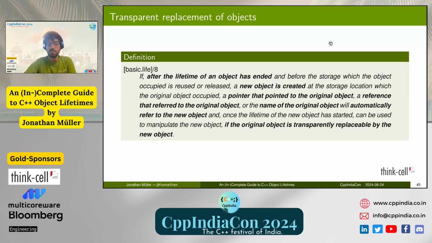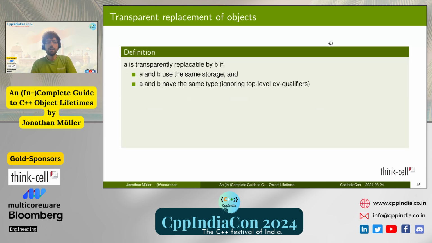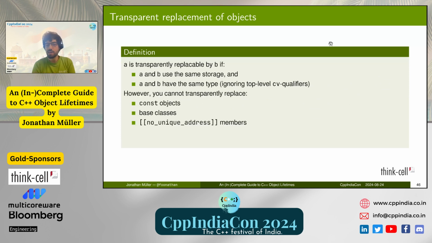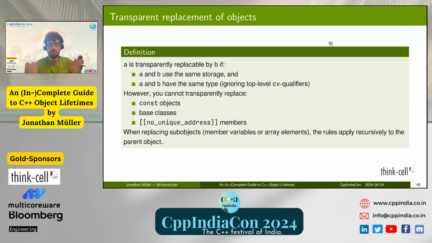What does transparent replacement mean? Well, it's a bit convoluted, so I'm not quoting the standard, but essentially, A is transparently replaceable by B if they use the same storage, so they live at the same address. They have the same type, if we ignore CV qualifiers. And then there are three exceptions. Const objects cannot be transparently replaced. Base classes cannot be transparently replaced. And no_unique_address members cannot be transparently replaced. And then there is some recursion going on when you replace sub-objects or something.